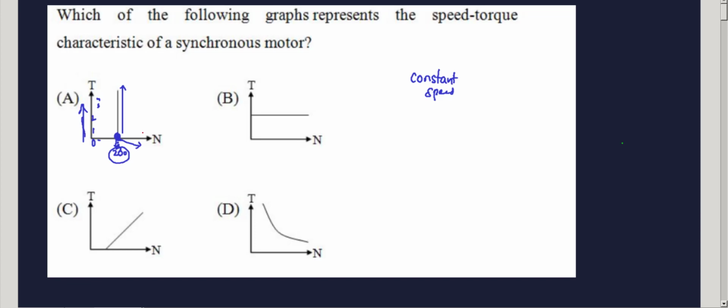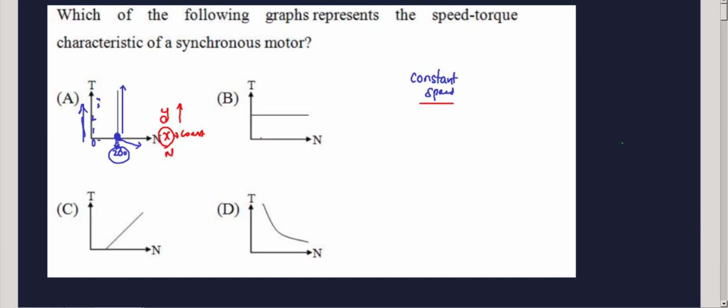What you understand here from this characteristic: I am increasing the torque, but the speed is at one position. The speed is on the x-axis, and the y-axis is varying. The y-axis is varying, the x-axis remains constant. What is the x-axis here? Speed. What we require is a constant speed, right?